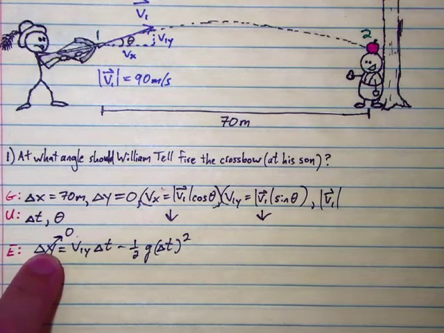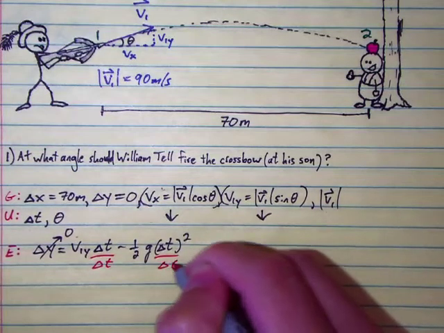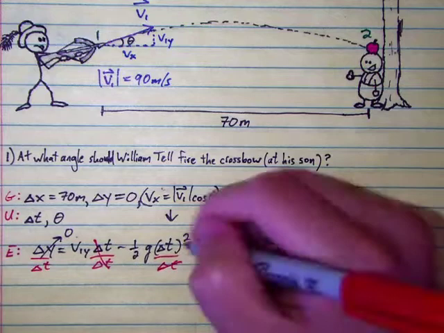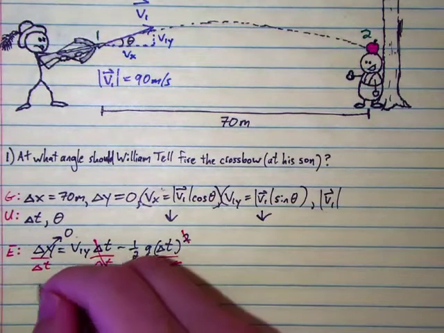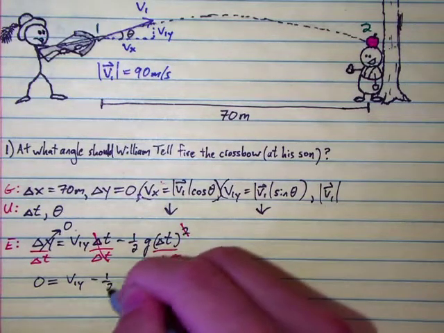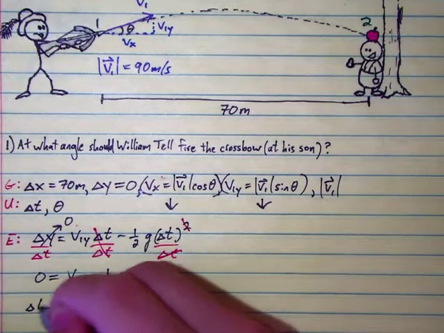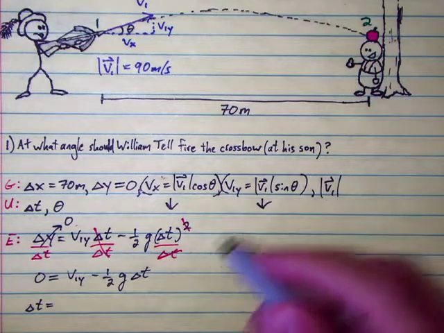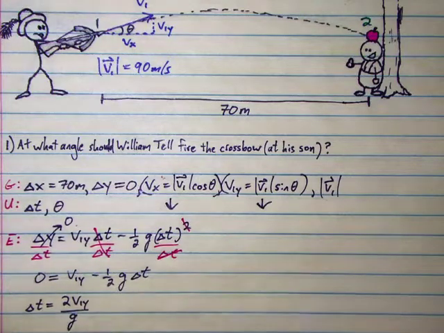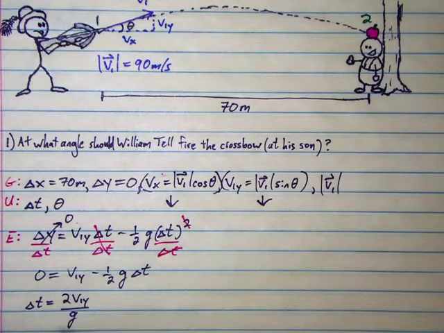If this is 0 right here, then we can divide both sides by delta t, and that delta t will drop out, and one of these delta t's will drop out, leaving us with 0 equals v1y minus 1/2 g delta t. So we can solve for the time. Delta t is going to be equal to 2 v1y over g, once you do a few steps of algebra. Okay, now we know the time.